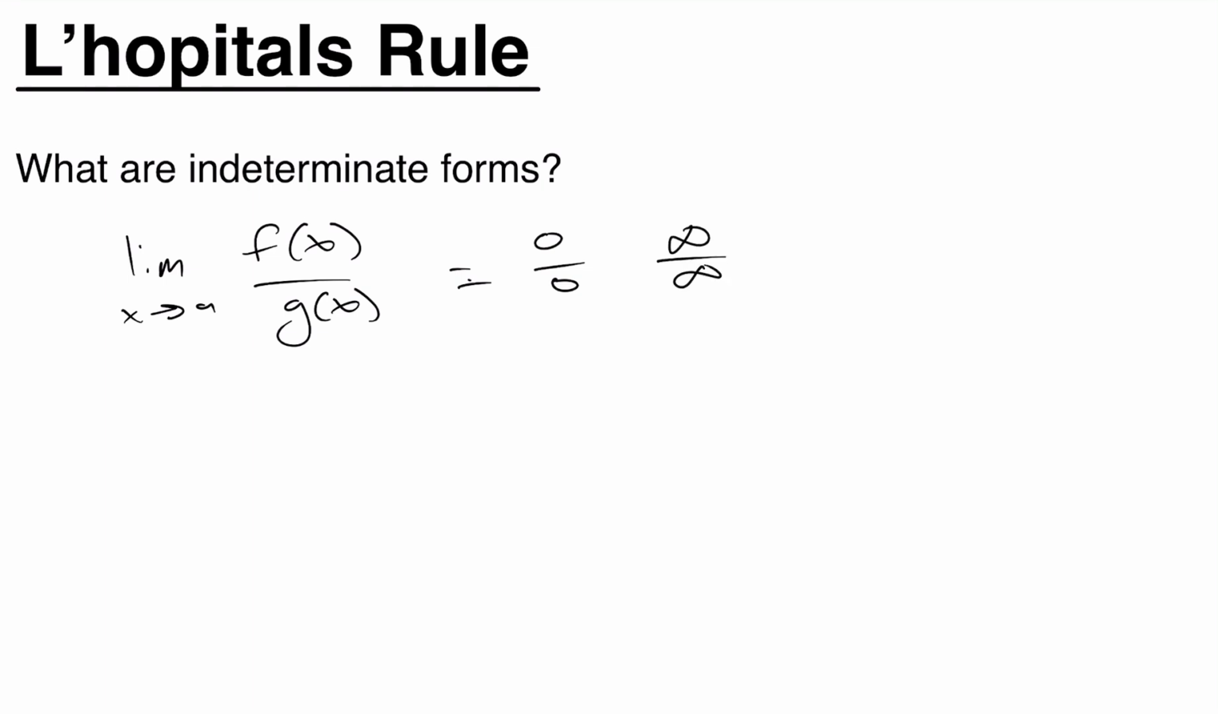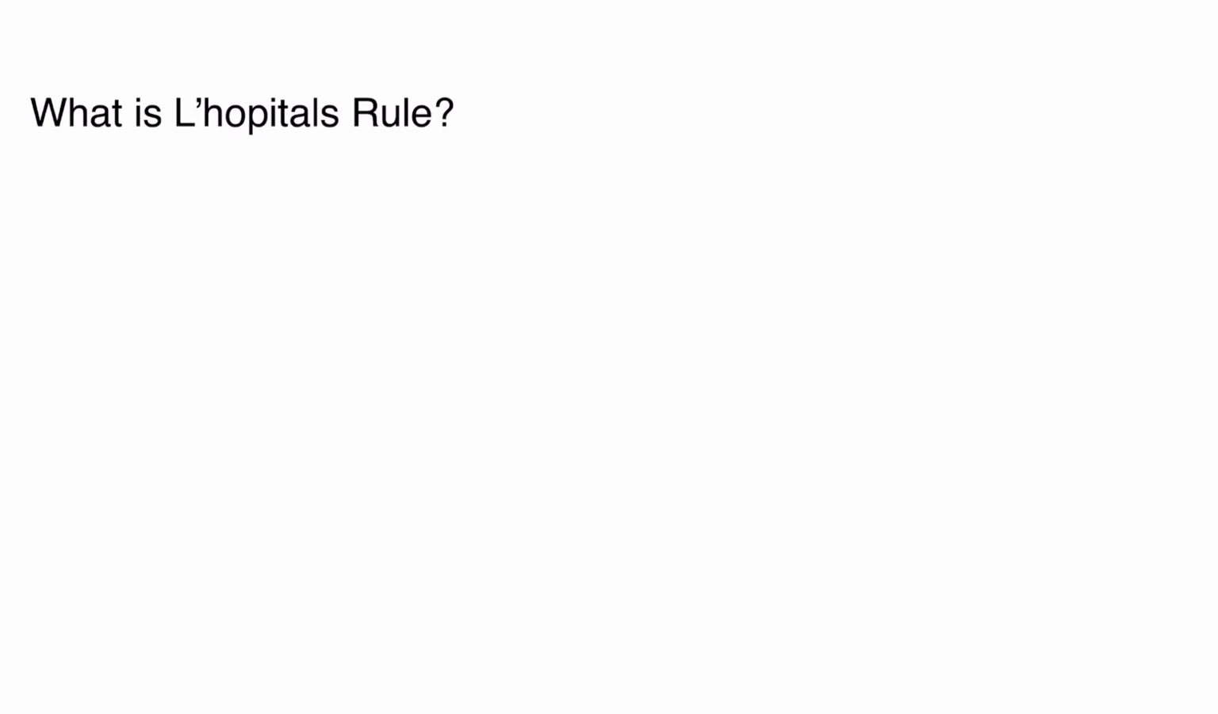Now 0 over 0 and infinity over infinity are called indeterminate forms because the limit can't be directly found just by substitution. Other common indeterminate forms could be 0 times infinity or infinity minus infinity. Now that we know this, what is L'Hopital's rule? So L'Hopital's rule states that you have to get the derivative of the numerator and the derivative of the denominator and then substitute in, instead of directly substituting in.